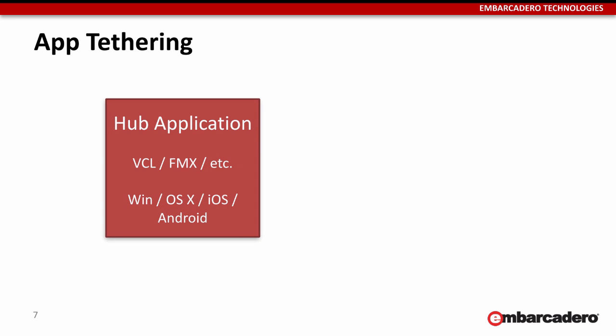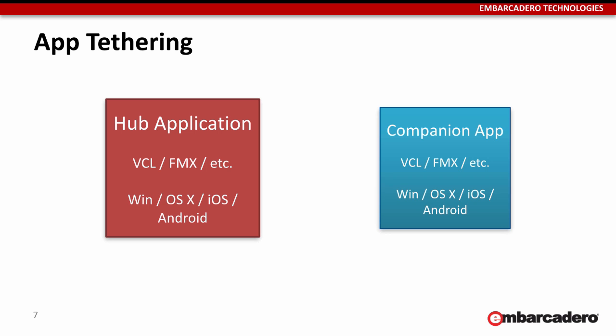So I have this diagram here to help explain how app tethering works. You're going to have an existing application, we'll call it your hub application. This could be written with VCL, or it could be written with any of our other technologies, FireMonkey, it could be a console application, etc. It could also be running on any of the platforms we support. And then you're going to create a new companion application. And this companion application, again, can be written with any of the technologies and across any of the platforms we support. And then the tethering provides auto discovery.